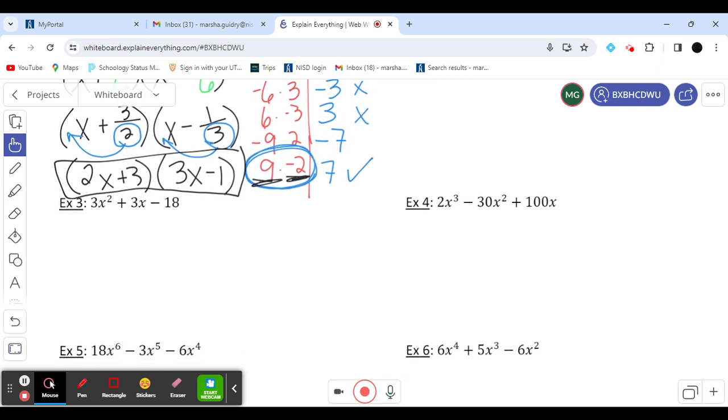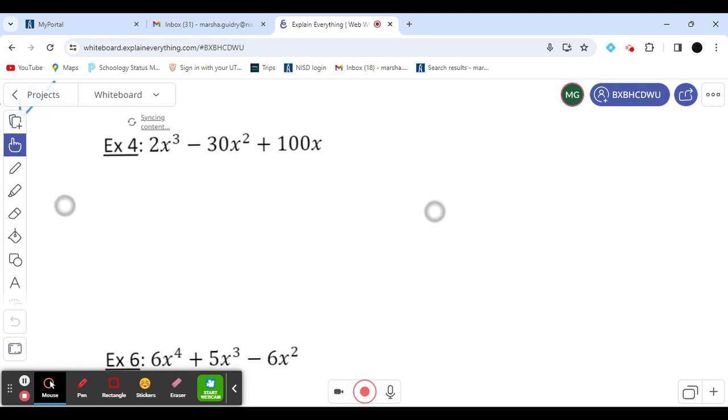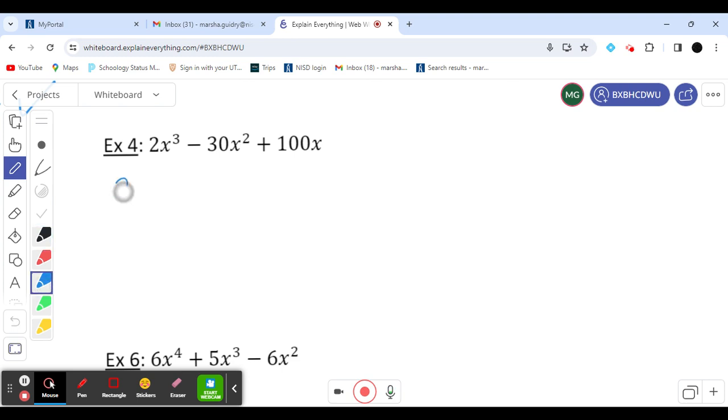Let's do, what else do you guys want to do? Let's do example 4. Let's move to example 4. It says 2x cubed minus 30x squared plus 100x. I look at all of those coefficients and I see they're all even. So they're all divisible by 2. Actually, let me move that down a little bit. I know they're all going to be divisible by 2.